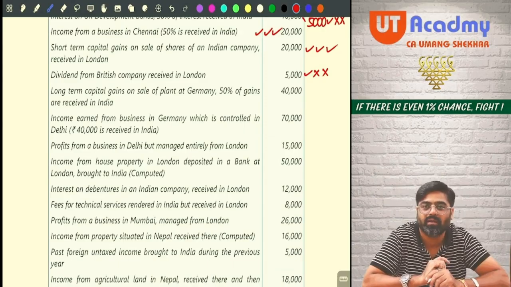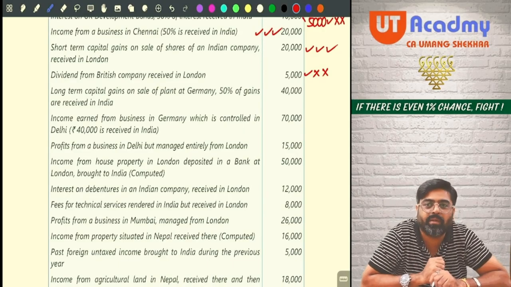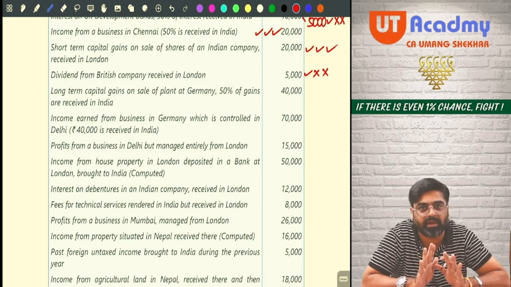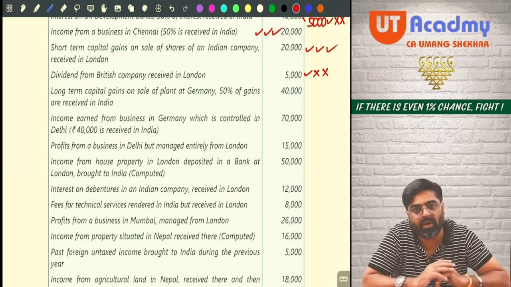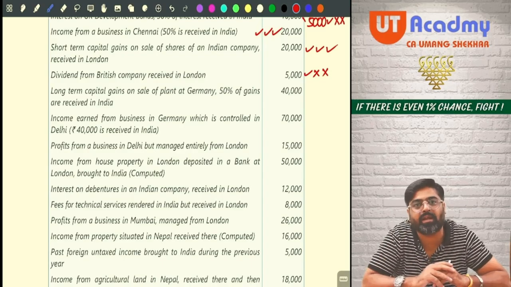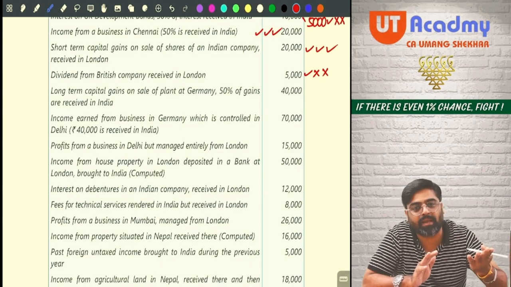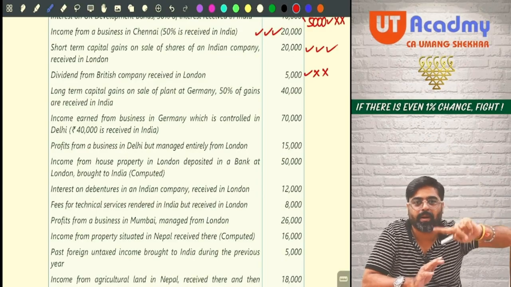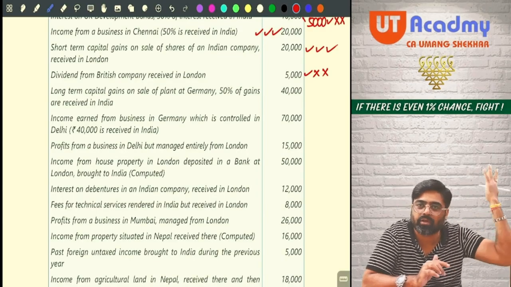But out of that, 50% you are receiving in India. First of all, tell me yes or no: the entire 40,000 accrued outside India. But out of that, the 20,000 you have received in India is your Indian income. The balance 20,000 was accrued outside India and received outside India: foreign income. Part A or Part B? Part B. Tick, cross, cross.